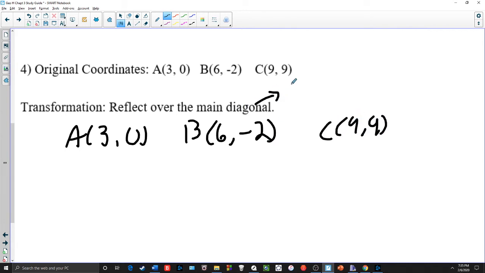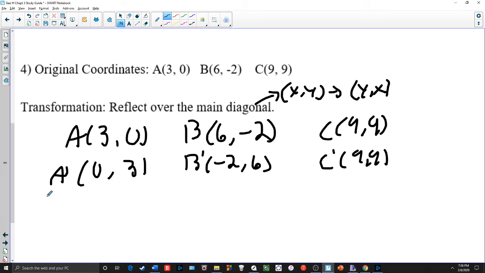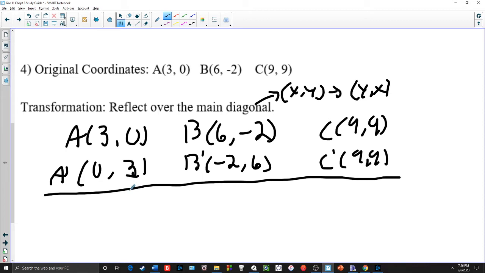Reflection over the main diagonal means you're going to take your x, y coordinate and swap them. That's all you do for a reflection over the main diagonal: you just swap x and y. So this becomes 0, 3, and that's A prime. This becomes negative 2, 6, and that's B prime. This becomes 9, 9 still, and that's C prime. So C prime doesn't change. But that's all you do for reflection over the main diagonal: you simply swap the numbers and then you're done. Reflection over the x or y axis requires you to multiply by negative 1 and then not swap, but I'll talk about those a little later too. But as far as this one goes, all you need to do is swap the numbers and you're fine.